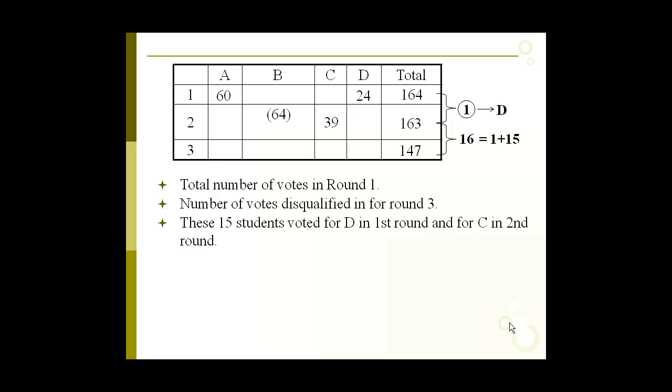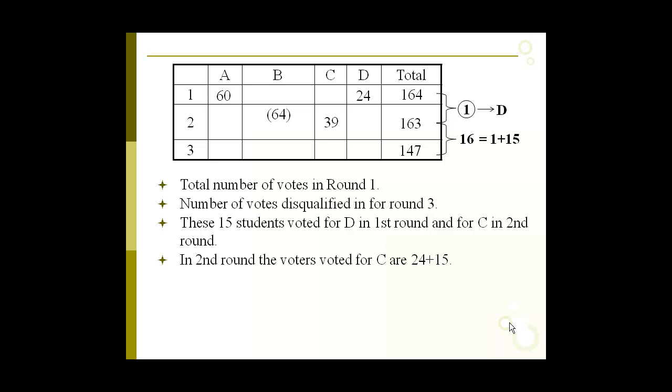The second criterion of losing the eligibility is that if any voter casted their vote for a person and changes his preference, he can change his preference only once. In this case, we can assume that 15 voters casted their vote for D in the first round, and the same 15 members voted for C in the second round. That's why they are out of the election from the second round to the third round.